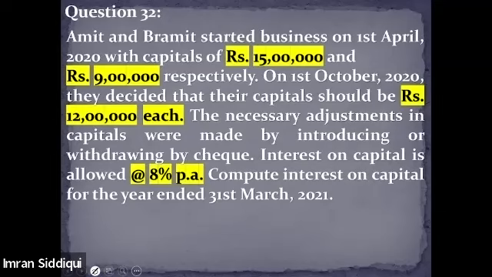At the beginning of the year, the capital balances were 15 lakh and 9 lakh. Later, the partners have mutually decided that they will be maintaining a capital balance of 12 lakh each. If their capital exceeds 12 lakh, the excess amount can be withdrawn by the partner. But if there is some deficit in the capital, then such extra amount needs to be contributed by the partner. And the partner will be entitled to claim 8% interest on the capital on a yearly basis.